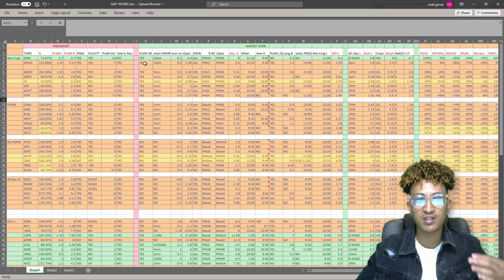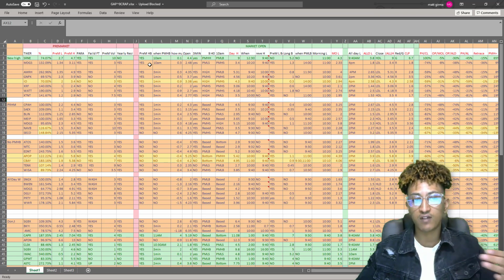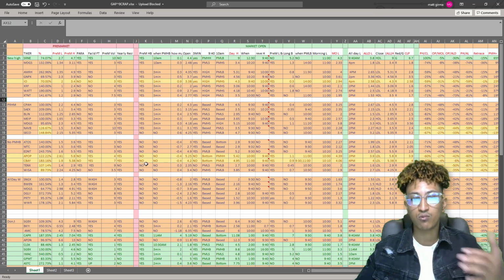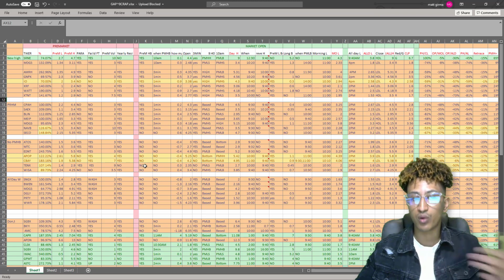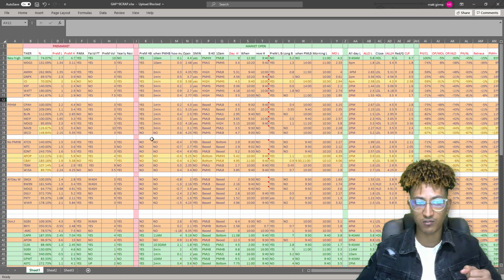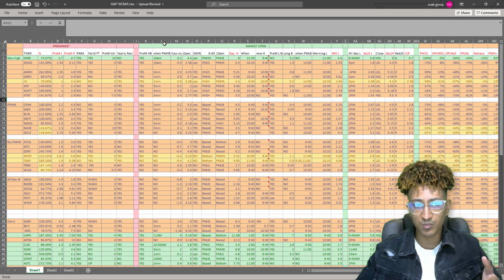So at market open, did they break the pre-market high? That one is telling me yes, it did break the pre-market high, or no, it didn't. If you can see, this group did break the pre-market high. This group did not. And some of this did, and some of this didn't. So you'll be able to tell how often they break the pre-market high, right? That's how you discover it. And this part right here is, when did they break the pre-market high?